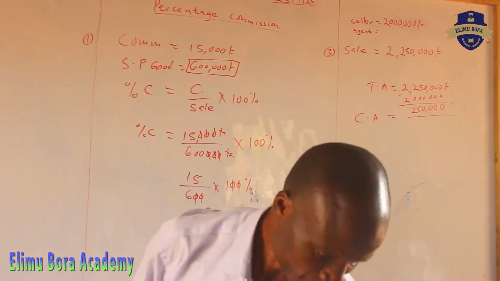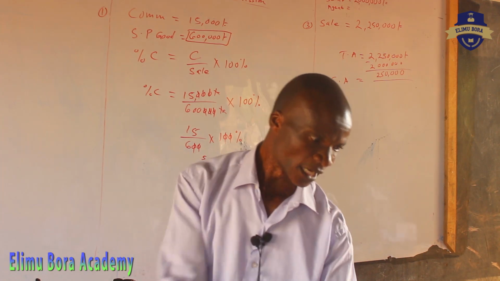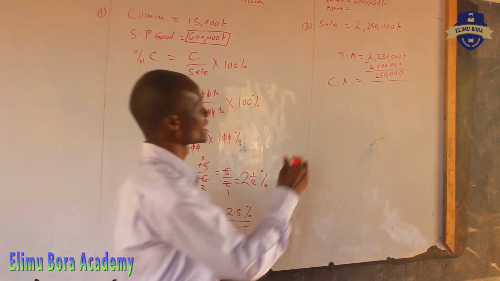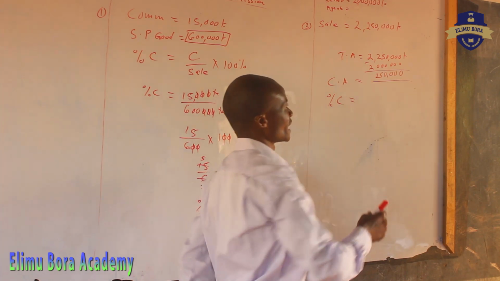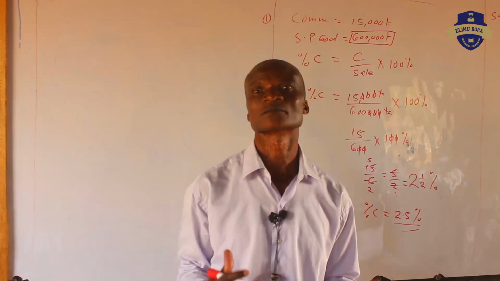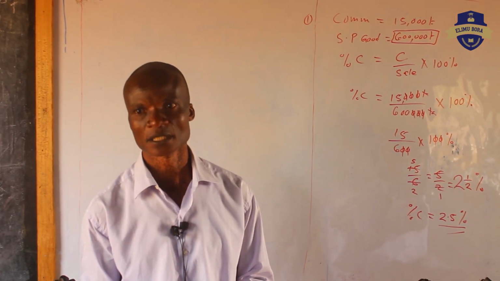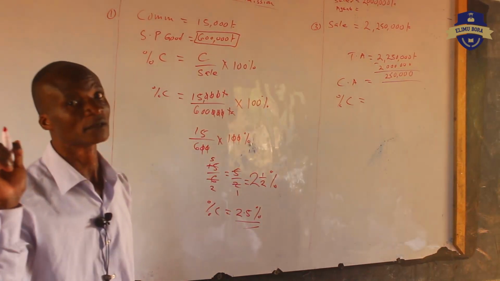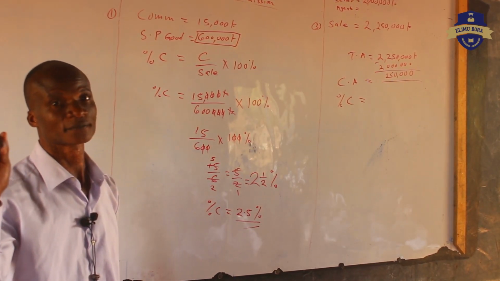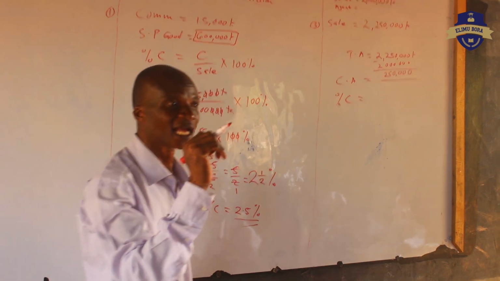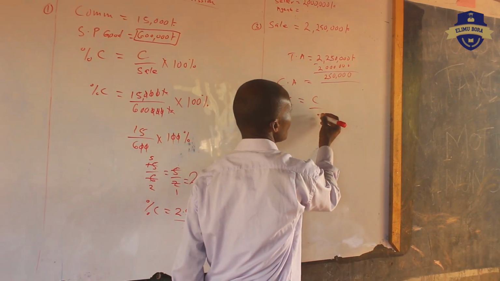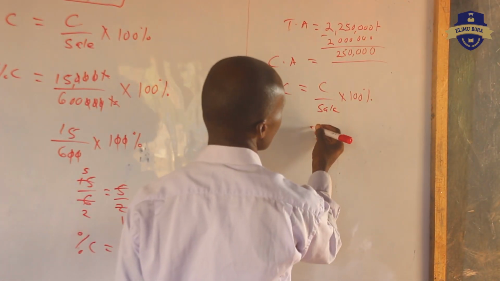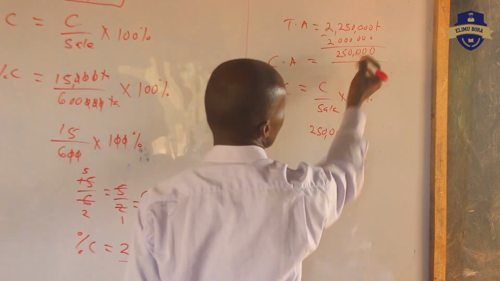So what is our question? What percentage? Yes, they want percentage commission for the agent. How do we get percentage commission? The formula is commission out of sale, times 100%.